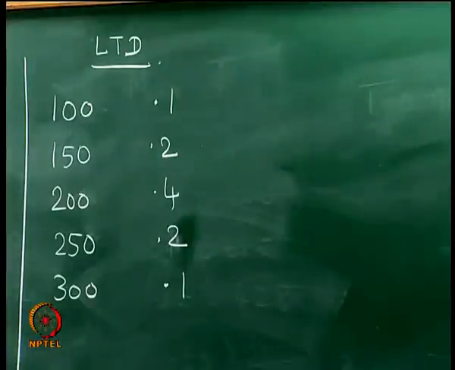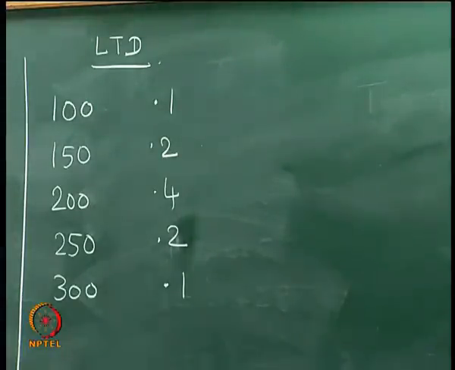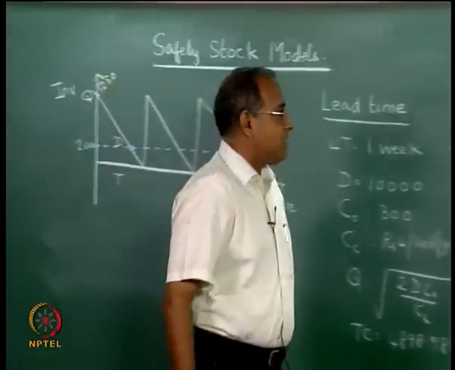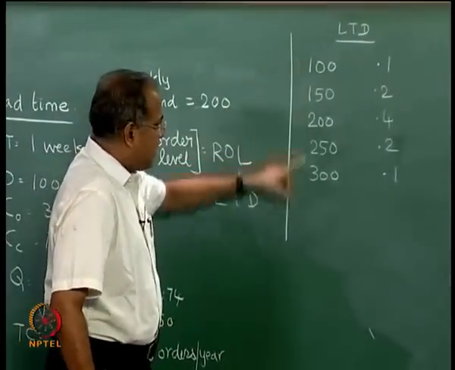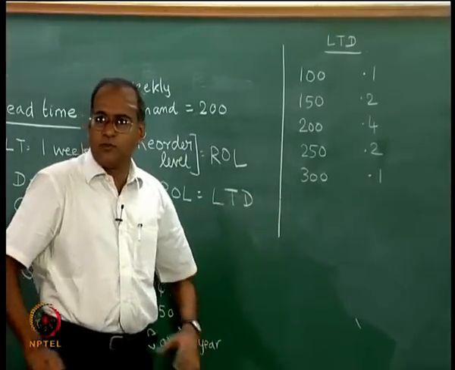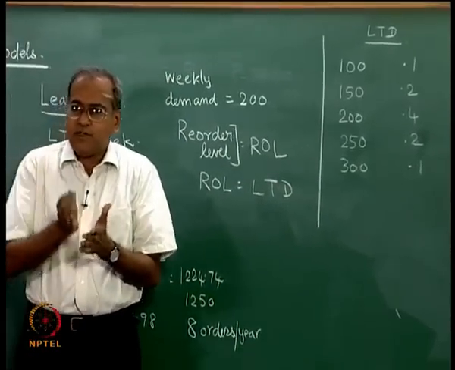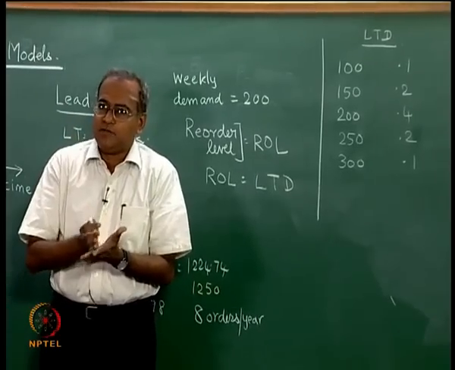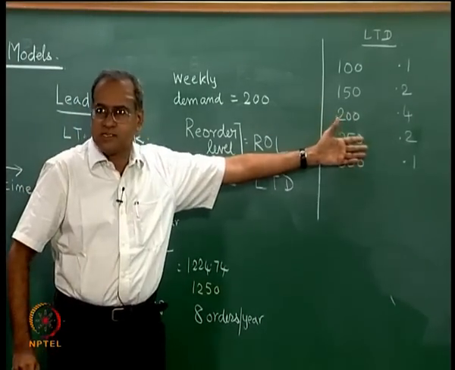Now, we have to find out the reorder level that optimizes our total cost. This is the demand during the lead time, and lead time is exactly 1 week. So, let us assume that we have placed an order when we have reached a certain reorder level, which we are going to calculate using this data.